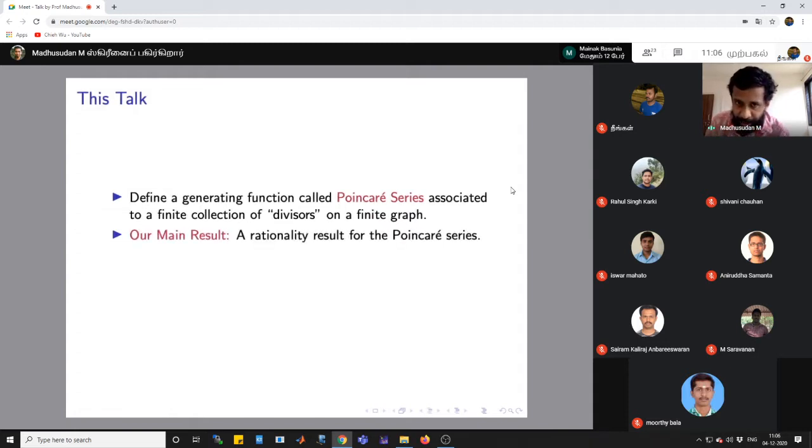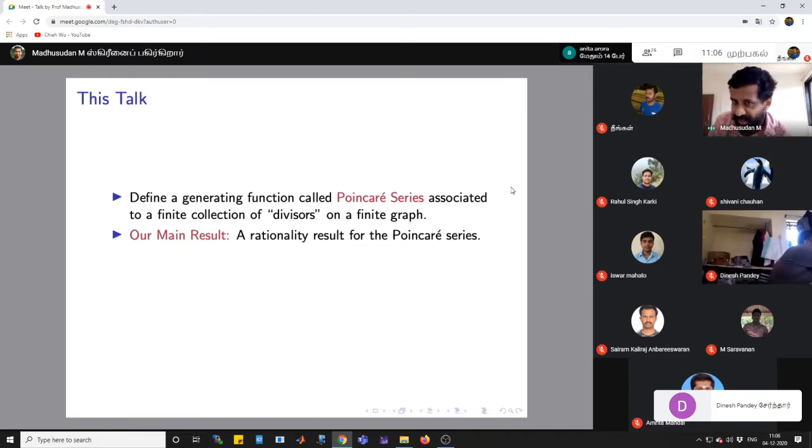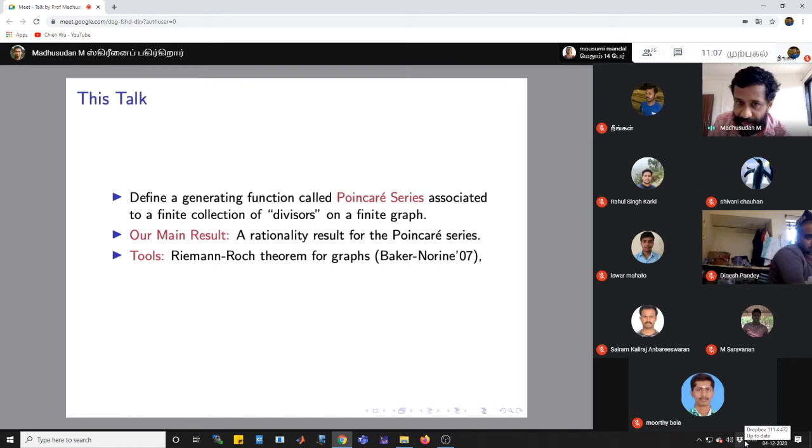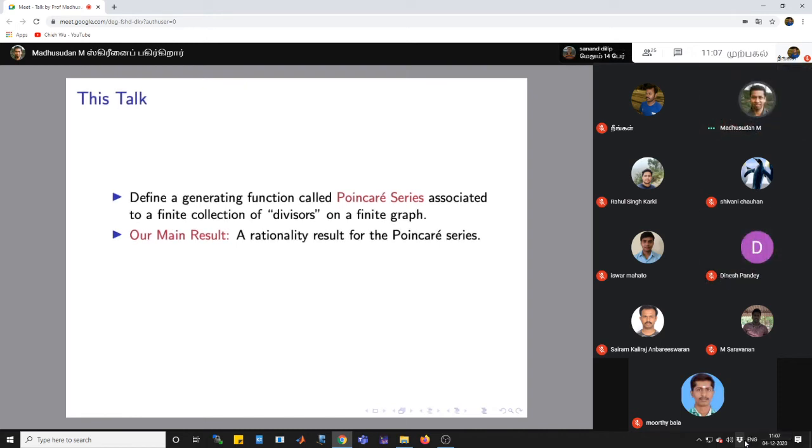And then we'll state our main result, which is a rationality result for this Poincare series. I think many of you may have seen it. It's a fairly standard question that one can ask when you have a formal power series. You can ask if it is rational. And indeed, we show that in this case it is rational.